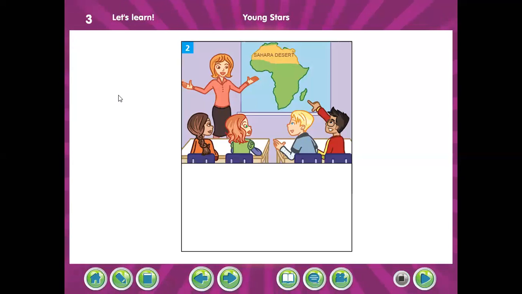Let's see. Mateo Garcia. Mateo, how many countries? The country is the Sahara Desert. No, the name is Sahara Desert. The question is how many countries? How many? 1, 2, 3, 4, 5. How many countries does it cross?